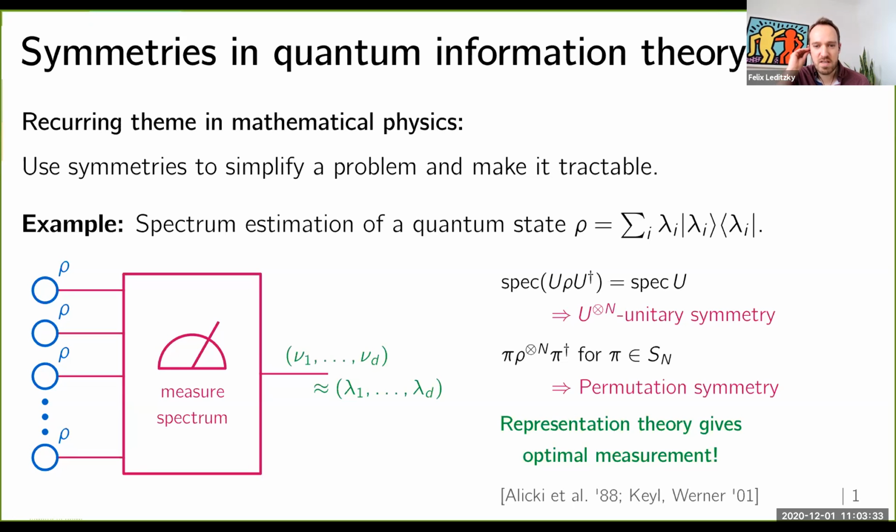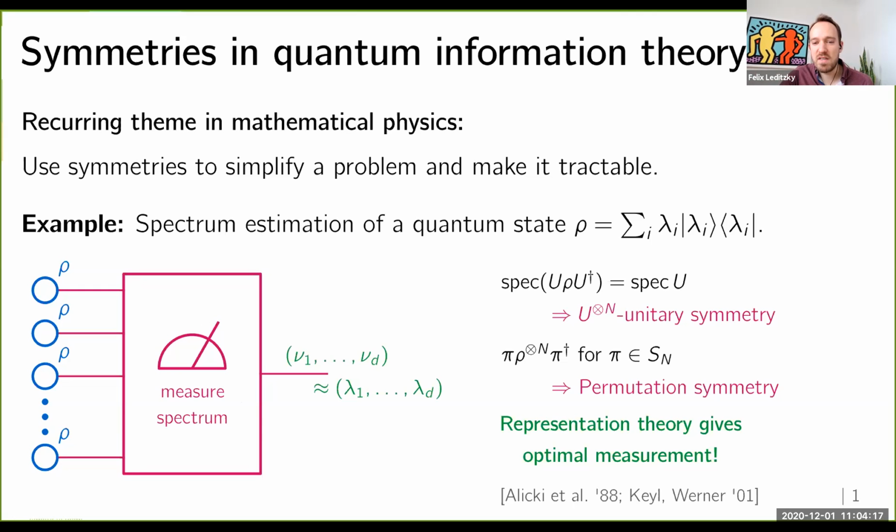A very nice showcase example of this in quantum information theory is spectrum estimation. So in spectrum estimation, you're given n copies of an unknown quantum state rho, and your task is to measure the spectrum of the state. Just very schematically, you have these independent and identical copies of rho. You're allowed to make some joint measurement on all of these copies of the state, and then the measurement outcome should let you guess the spectrum of the density operator. By spectrum, I mean just the eigenvalues of the operator.